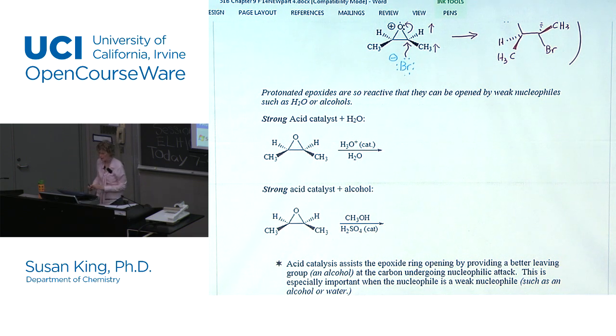So strong acid catalysis plus water. I usually write H3O+ because if I take a strong acid catalyst like sulfuric acid and put it into water, what does it do? What does a strong acid do? It essentially completely dissociates. So our main thing here is H3O+. So I often use H3O+ in my mechanisms when we have a strong acid catalyst in water. And this is what it looks like.